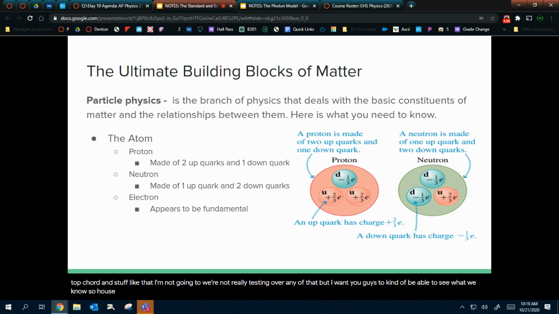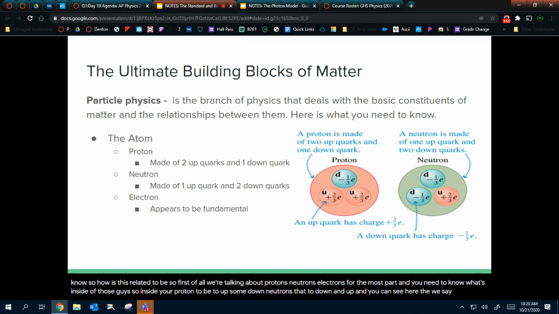So, how is this related to anything? First of all, we're talking about protons, neutrons, and electrons for the most part, and you need to know what's inside of those. Inside your protons, we get two ups and a down. Neutrons have two downs and an up. And you can see here that we say a proton or neutron has a fundamental amount of charge. We call it the elementary charge.